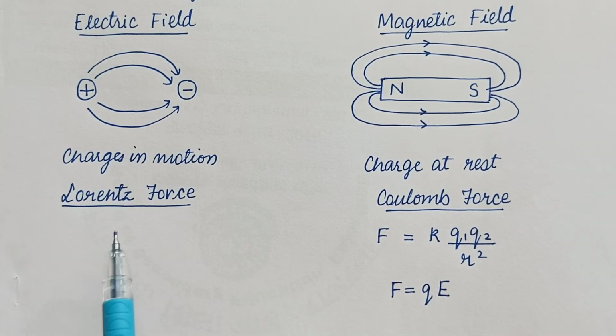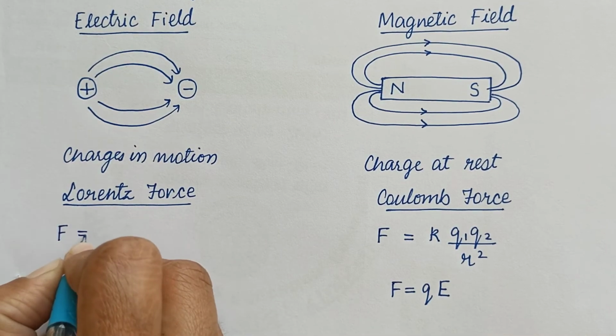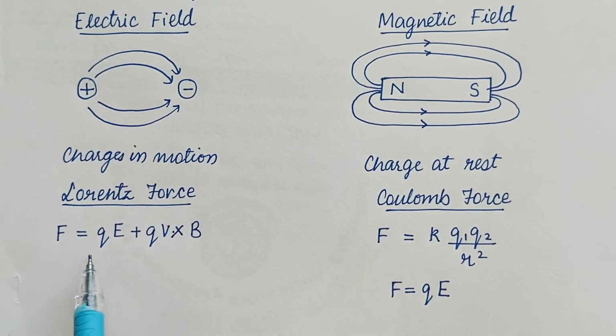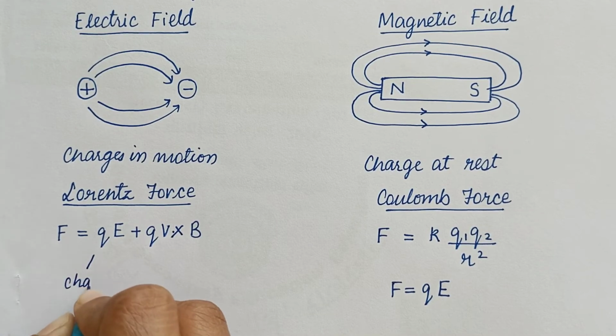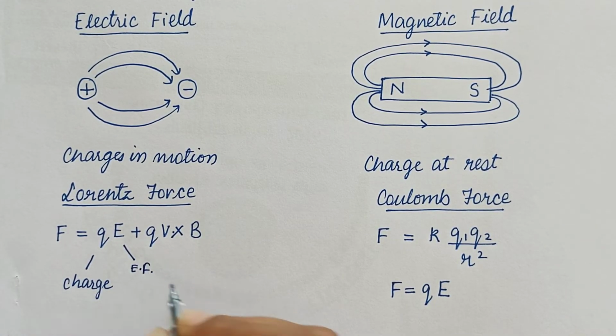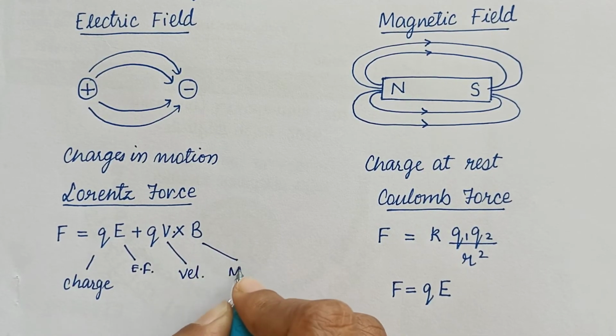and the Lorentz force is given by F equals QE plus Q V cross B, where Q is the charge, E is the electric field, V is the velocity, and B is the magnetic field.